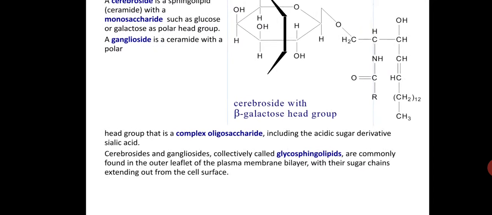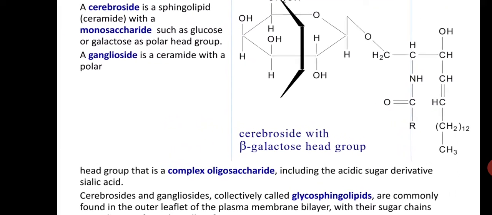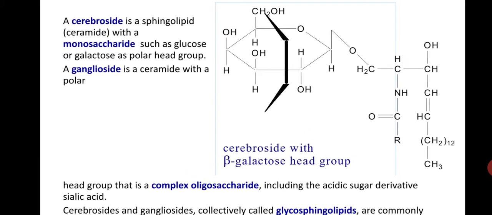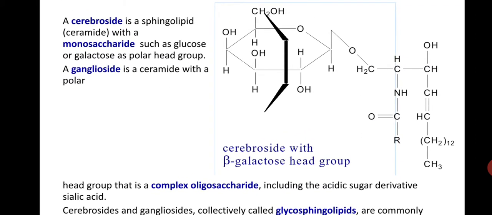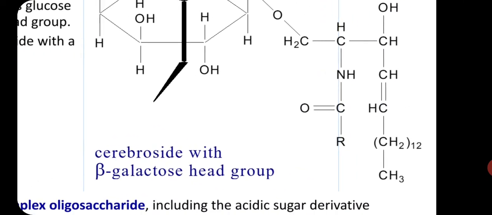Okay, so next one is a cerebroside. So what is a cerebroside? It is just a sphingolipid, ceramide, where you are adding a monosaccharide such as glucose or galactose as a polar head group. A ganglioside is a ceramide with a polar head group which is a complex oligosaccharide. I'll be showing you over here. I'll be describing this in the class also.